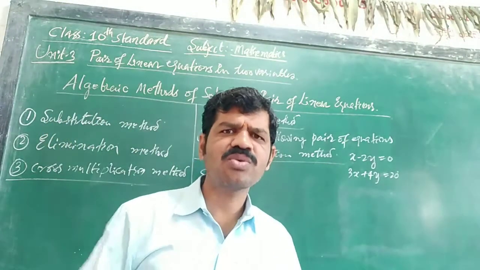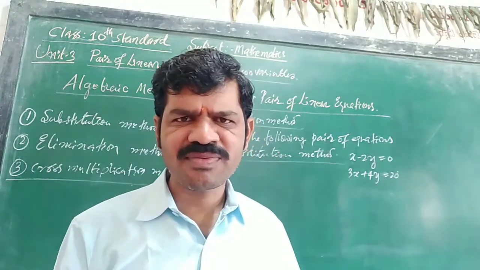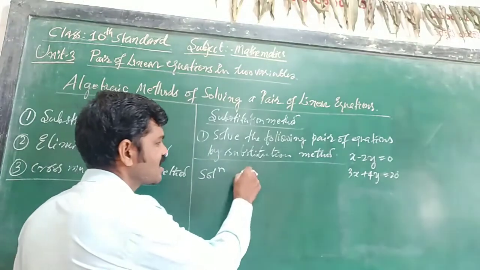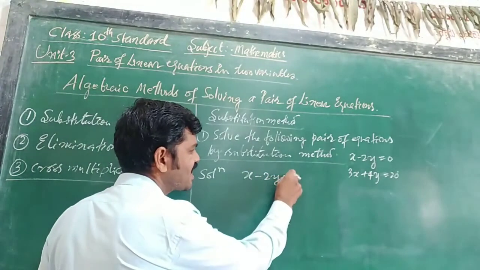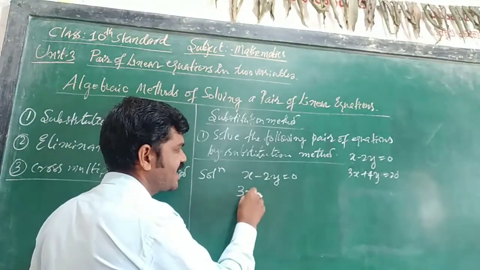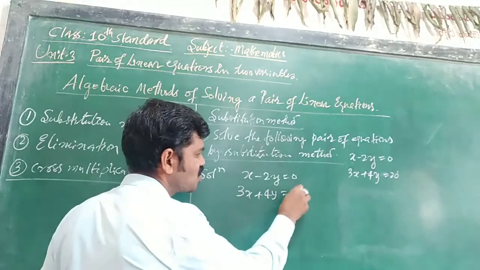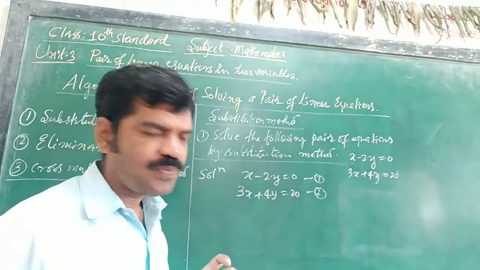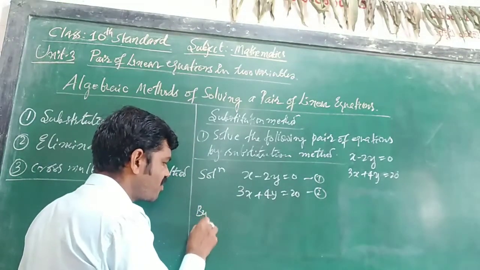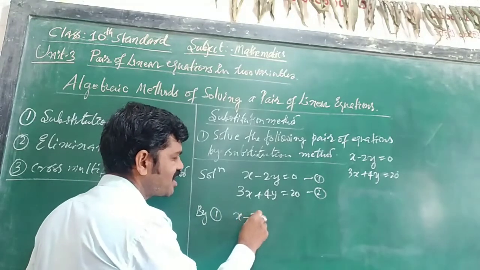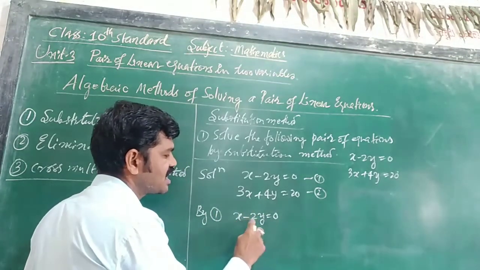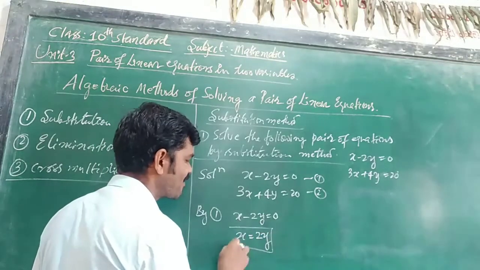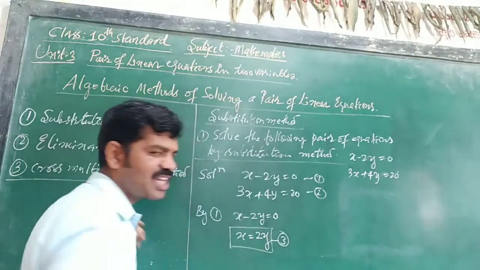The problem we solved at first to draw a graph, the same problem I have taken here to help you understand very well. See here, x minus 2y is equal to 0 and 3x plus 4y is equal to 20. This is equation 1 and this is equation 2. From equation 1, x minus 2y is equal to 0, this minus 2y will go to the other side and it becomes x is equal to 2y. Let us consider this as equation 3.